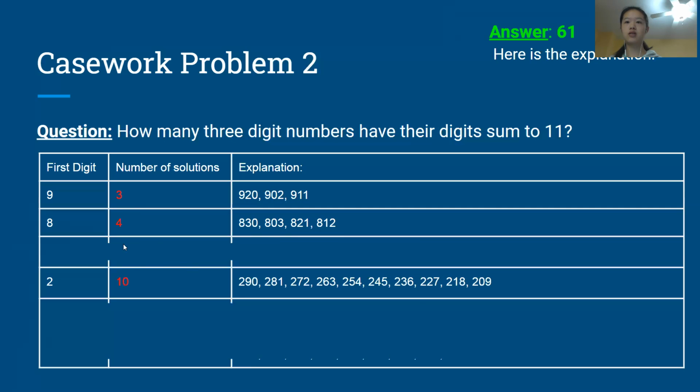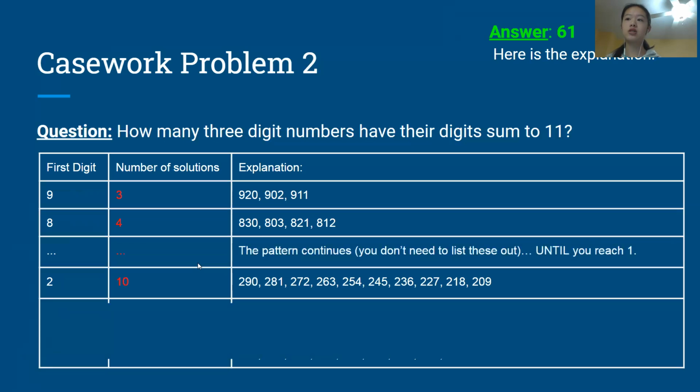And then we go so on and so forth all the way down. However, there's an issue with this problem: you may notice a pattern, it goes 3, 4, 5, etc., but it doesn't continue that way. If the first digit is 2, we will have 10 solutions, which are listed out here.